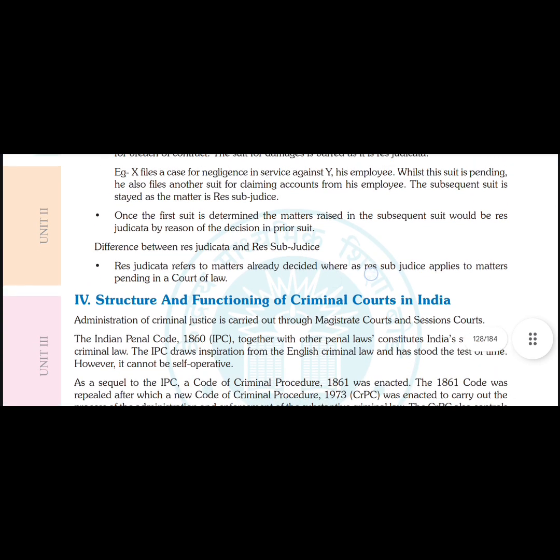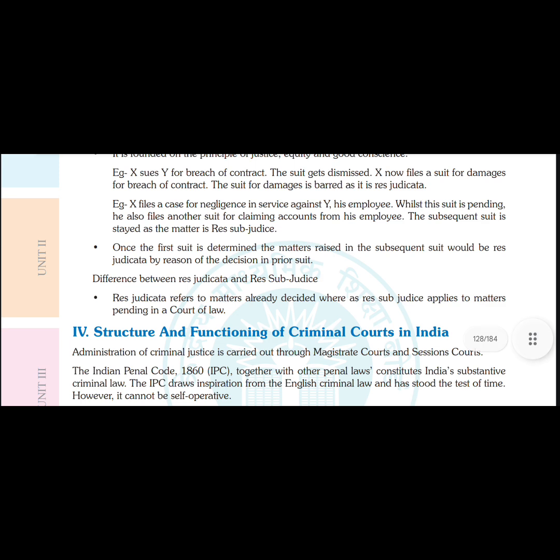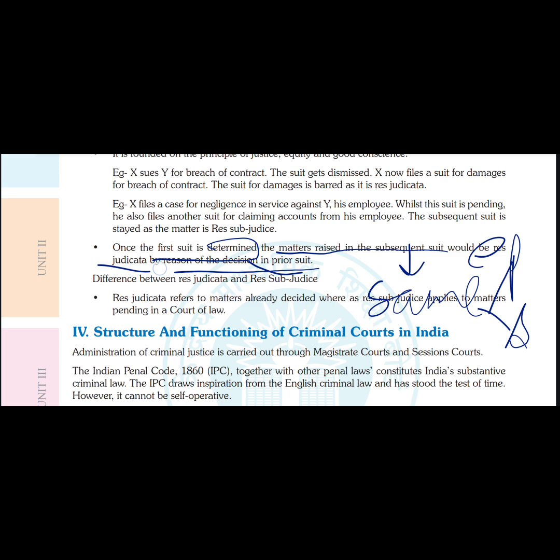Once the first suit is determined, the matters raised in the subsequent suit would be res judicata by reason of the decision in the prior suit. So whatever decision has come in the prior suit, if it is determined, meaning decided, then whatever you are raising in the subsequent suit, provided that it is between the same parties for the same subject matter, then it will be barred by res judicata. Okay, whatever decision has come, it is final, it is conclusive, and now you have to obey that.